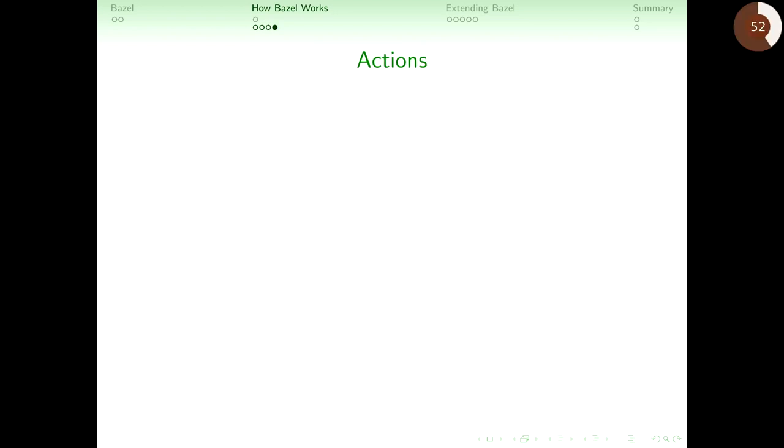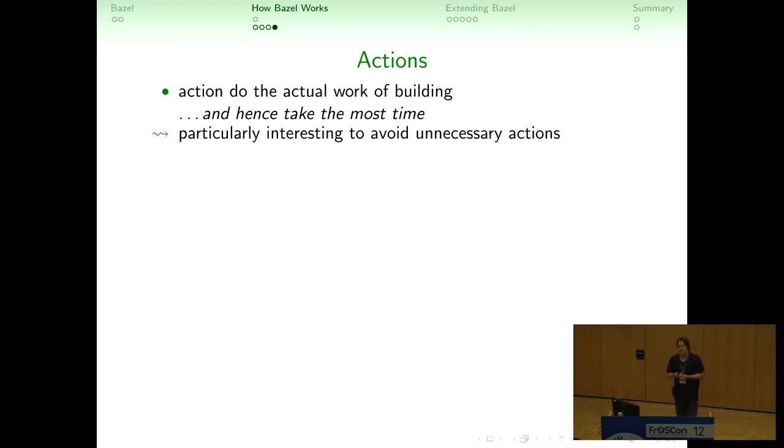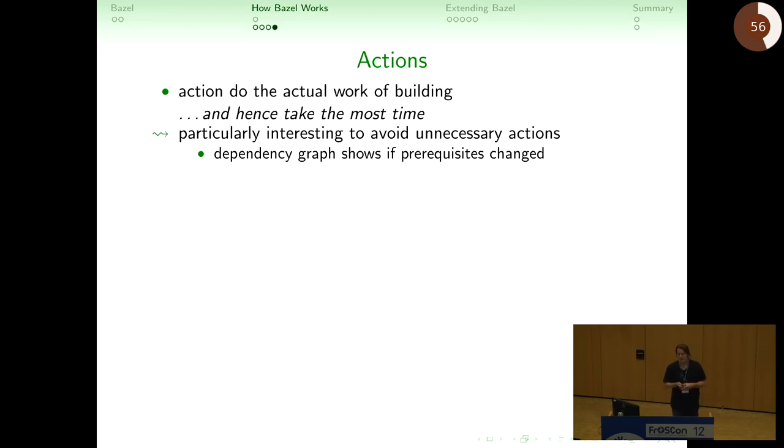OK, as mentioned, the main part of the actual work are what we call actions. So invocations of a compiler, of a linker, whatever. So they take the most resources for the build, definitely the most time, CPU time, etc. So it is particularly interesting to avoid unnecessary actions. OK, I mentioned we have the dependency graph, which means if nothing has changed, we don't have to redo the action. And in particular, we track all the inputs, so we are sure we're not losing anything.